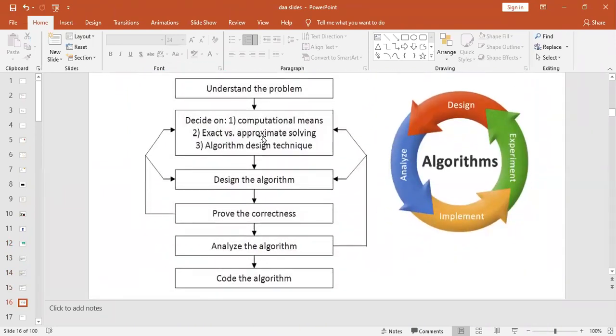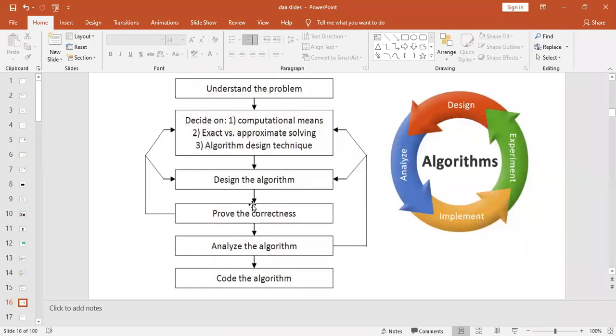Okay, so there are four design techniques. From four design techniques, you have to choose which one is suitable for your problem. Then design the algorithm. Designing the algorithm means you have to write a step-by-step procedure. If you choose one particular technique to solve the problem, either divide and conquer or greedy, whatever, first you have to choose the technique, then go with designing the algorithm.